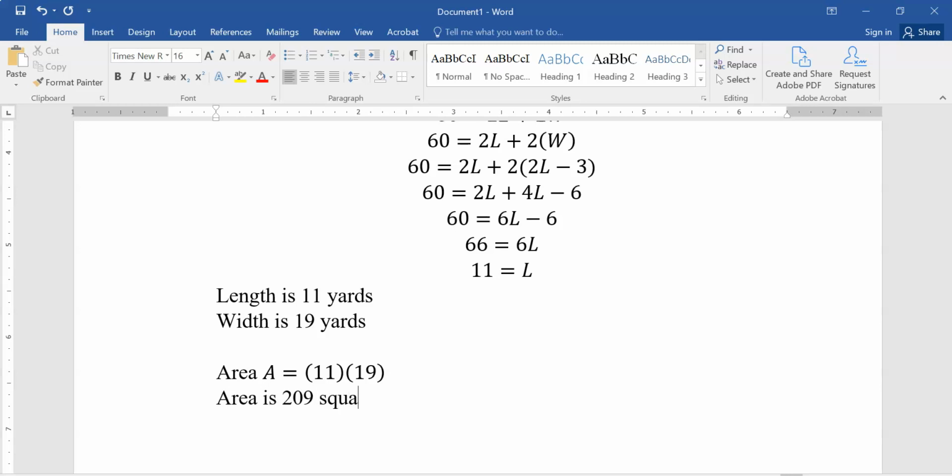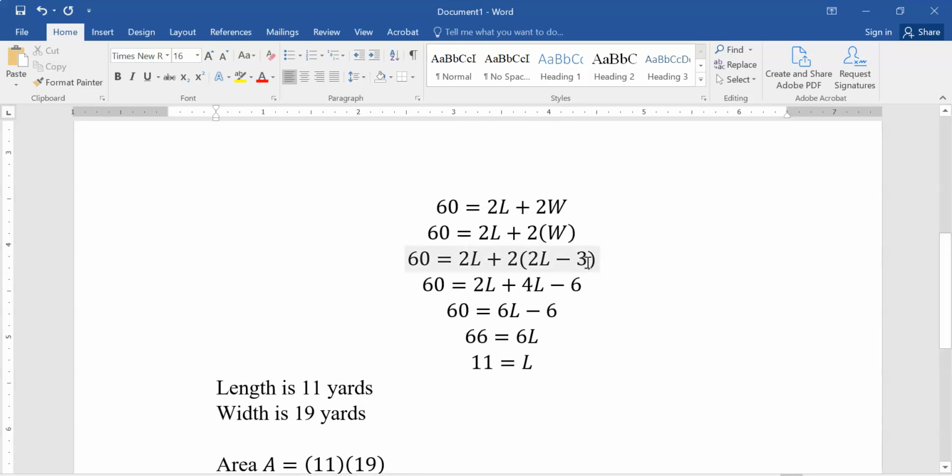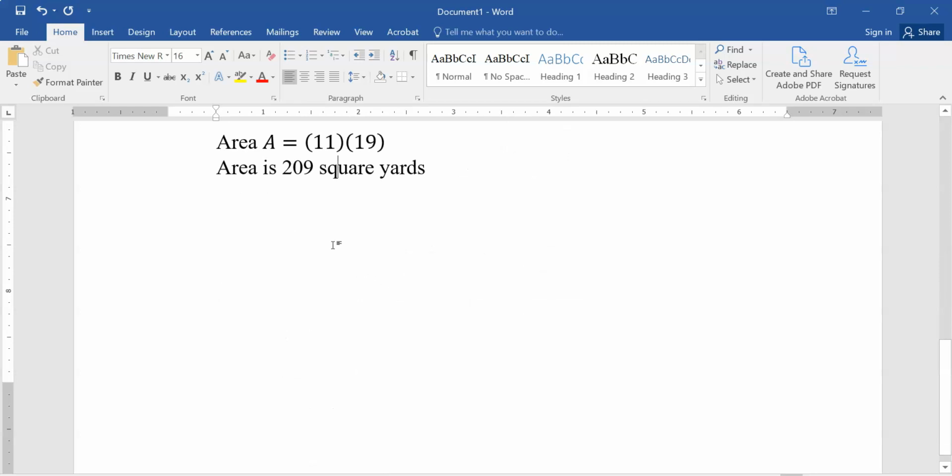By the way, this would be square yards because area is in squared units. Some people will write YD with an exponent of 2 as shorthand. All right, so that's the idea of how to use a geometry formula with solving a linear equation. It's very, very similar, as you can see, to the related sums. There's a relationship between, in this case, the L and the W, and that's what happens.